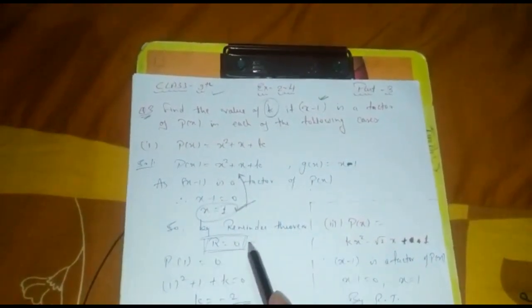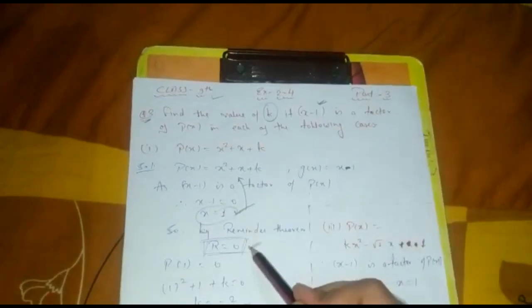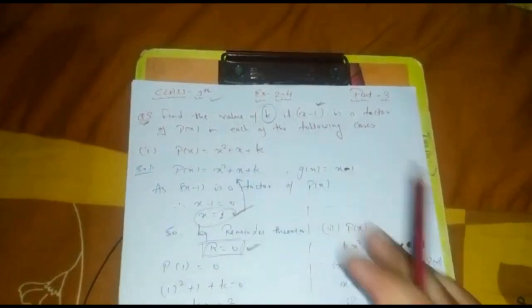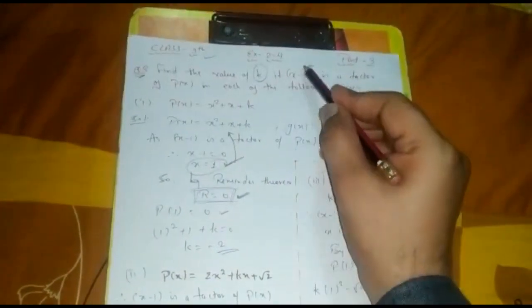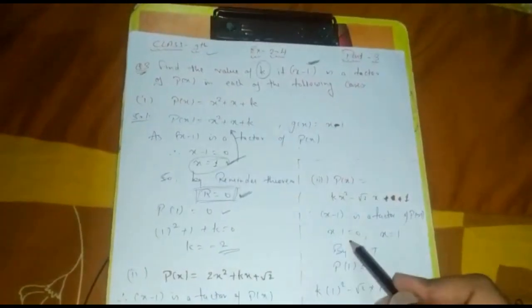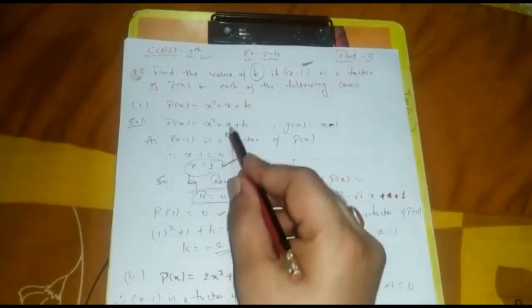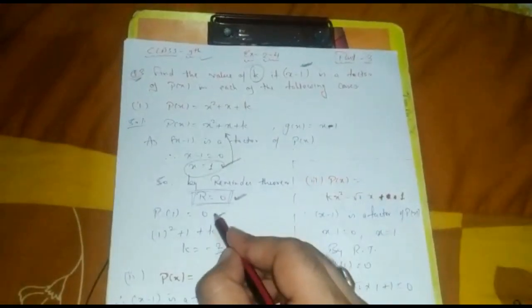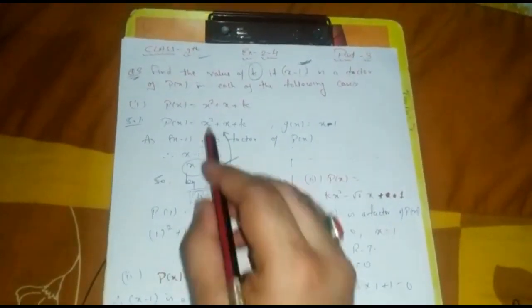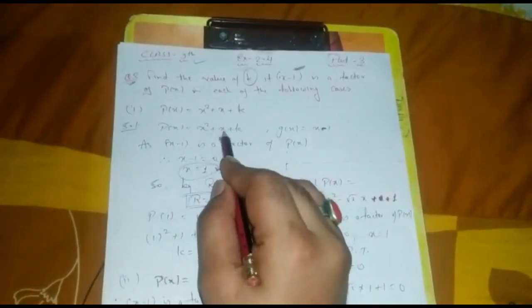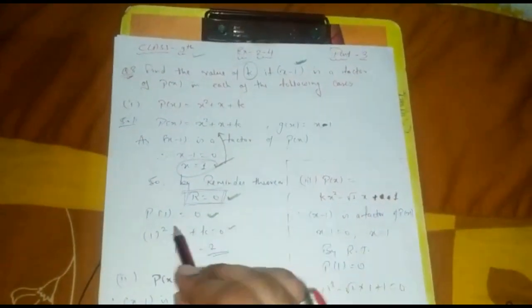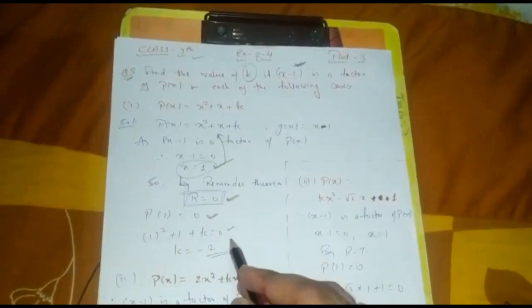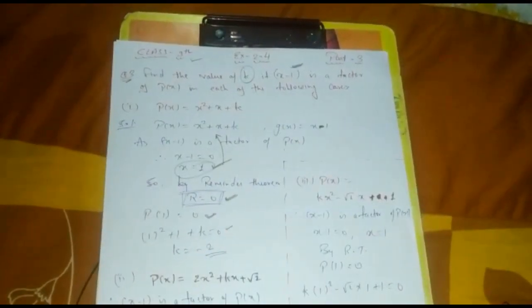By the remainder theorem, it is already known that the remainder is 0 when we put x equal to 1 in this polynomial function. So p(1) is equal to 0, as it is given that x minus 1 is a factor of the polynomial. 100% it is sure. So p(1) means in place of x we put 1. p(1) will be equal to 1 square plus 1 plus k, and that will be equal to 0, as we discussed in the previous part of this exercise.